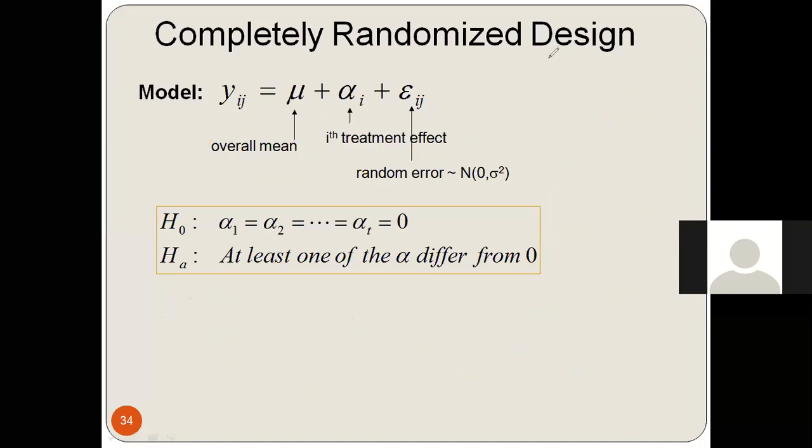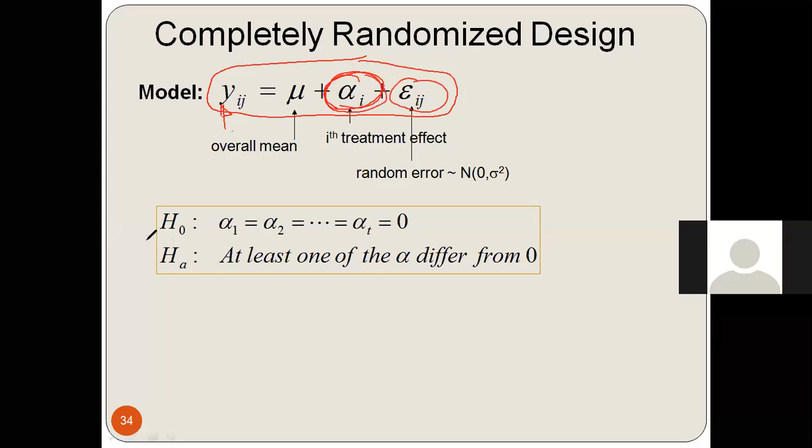Now, this is the model. This is the CRD model. If I ask you to write down the CRD model, this is the model. Not only writing the model, we'll have to explain each of these components in the model. We'll have to explain what this is, what this is, and what this is. Now, based on this model, this is the treatment effect.